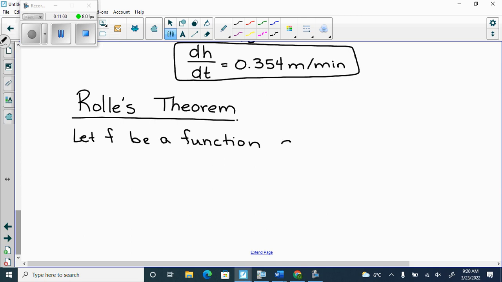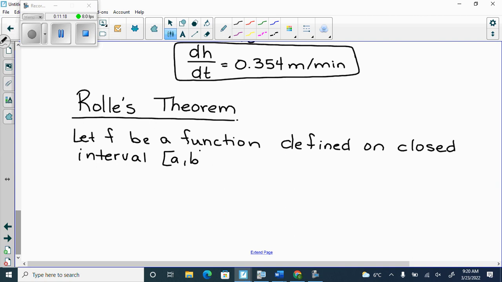Defined on a closed interval. It has to be defined on a closed interval, which means it has endpoints. Now remember when we did continuity, I said we had to show that the limit from the left and the limit from the right were the same, so the limit at that value was the same, and then f at that value was the same, and then it showed it was continuous.